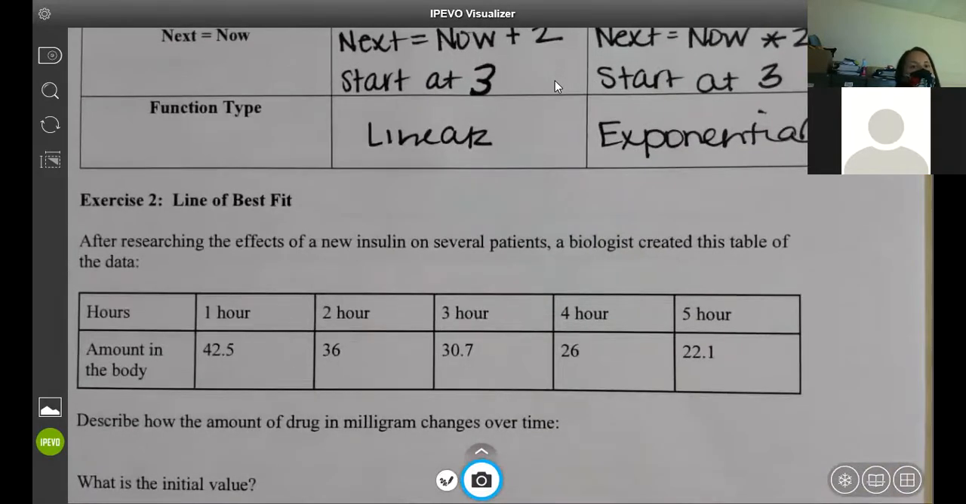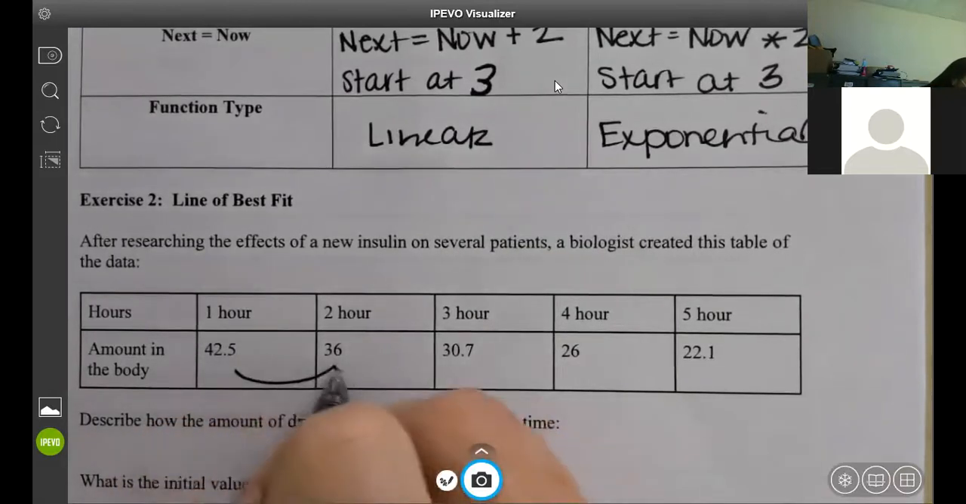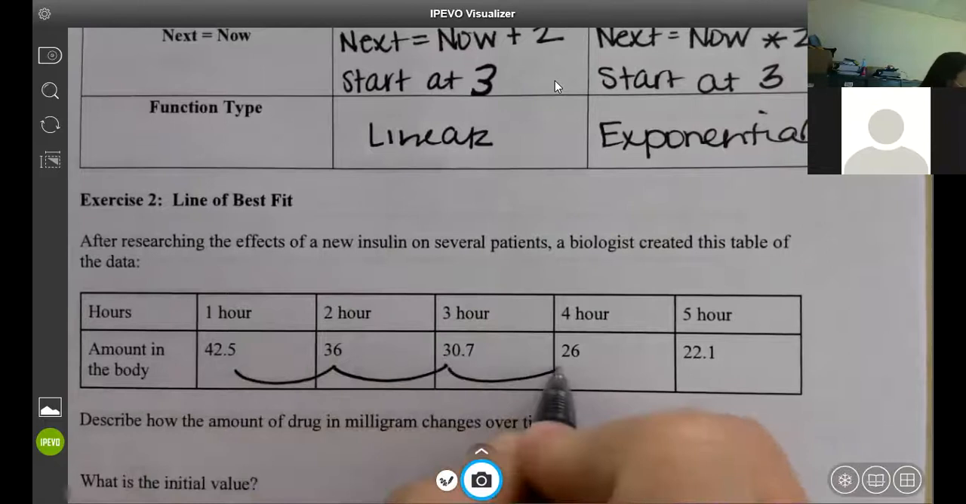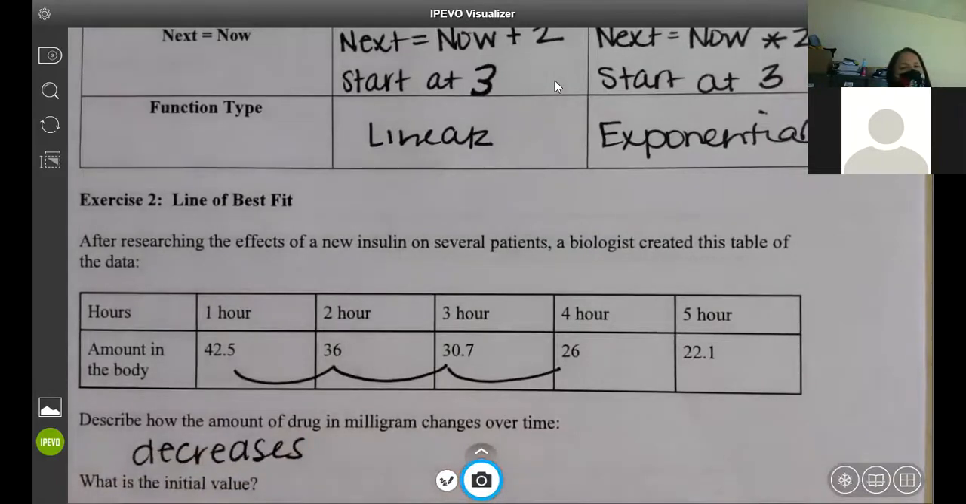All right. Line of best fit. After researching the effects of a new insulin on several patients, a biologist created this table of the data. It says, describe how the amount of drug in milligrams changes over time. So what's happening? Going down. Okay. By how much? How would you figure that out? How would you figure out how much it was going down?